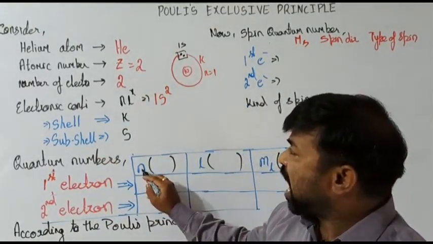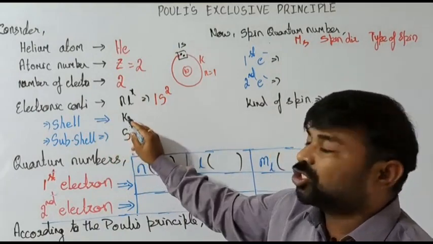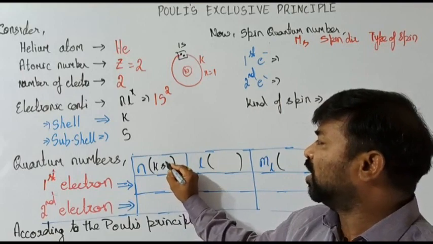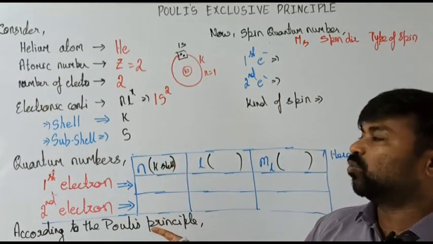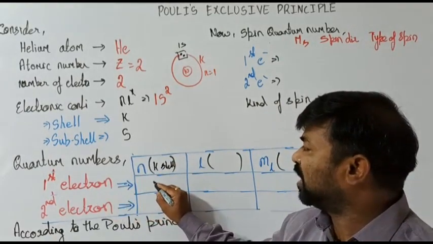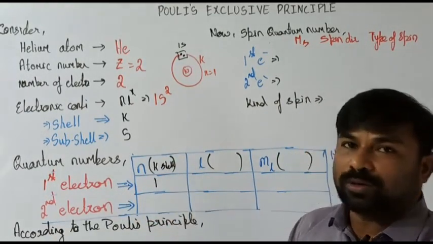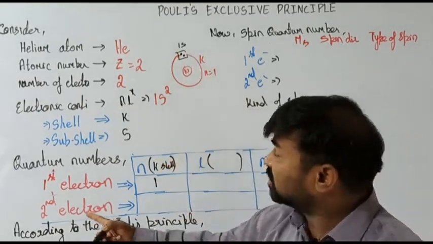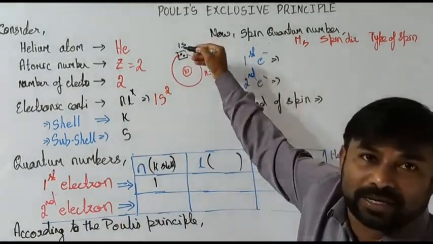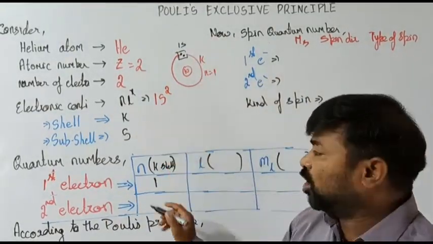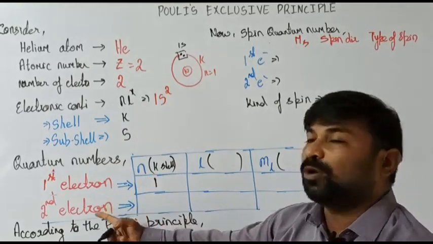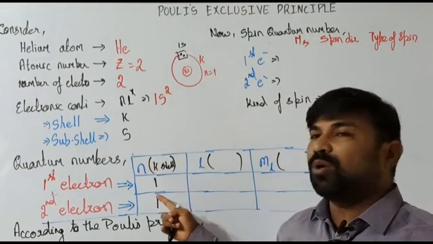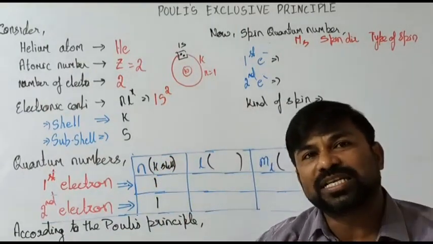Now, if you check, as the shell is K, what's the n value? It's the K shell, as you have seen, right? As you all know, the n value for that is 1. The first electron enters with principal quantum number 1. Why? Because it's the K shell. If it is K shell, n value is 1. Now, the second electron is also in the same K shell. Therefore, the principal quantum number of the second electron is also 1. Fine. It means one of the quantum numbers of both the electrons is already the same.